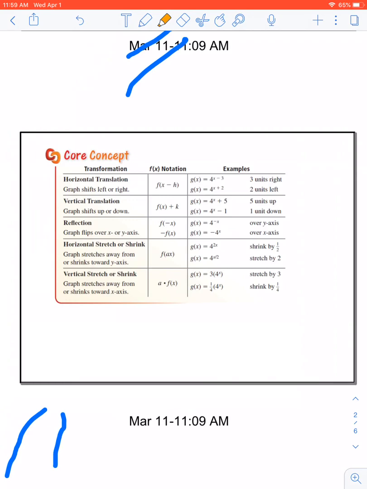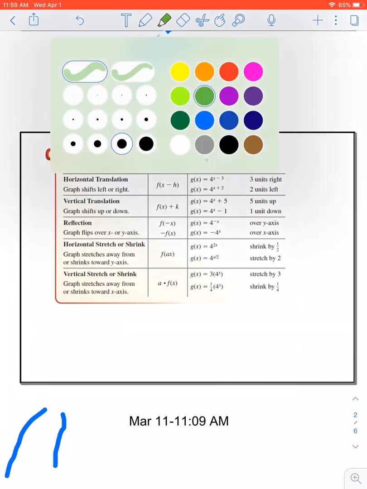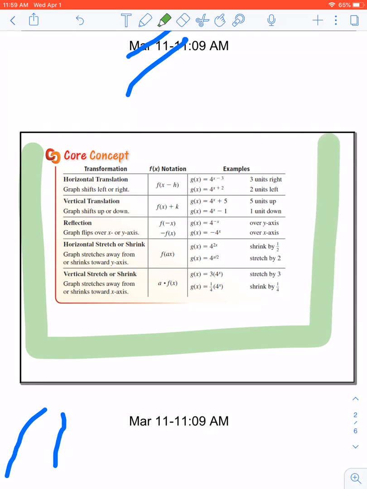Okay? So with logs, just like we talked about before, when I'm looking at them, I know that H moves the graph left and right, okay? And H is always the opposite of what you see. I know that K causes the graph to go up and down. K is exactly what you see. A negative base tells it flips over the Y, okay? A negative in the exponent tells me actually it flips over the Y. A negative outside tells me it flips over the X.